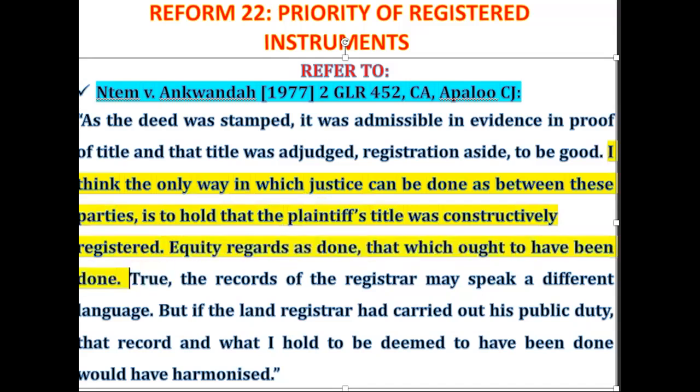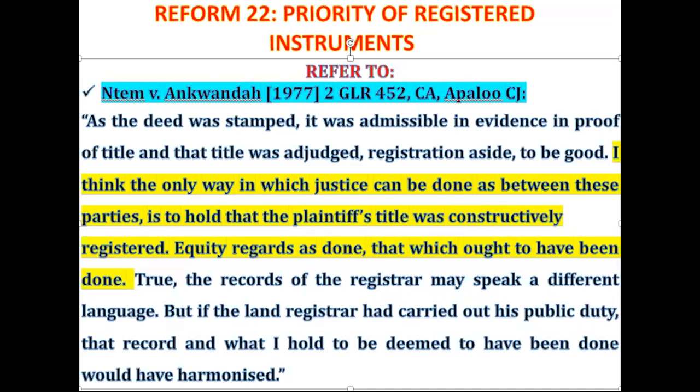What does Apaloo say over here? He's saying that if I submit my document for registration and then you delay in the registration, there should be no reason why me, the one who brought my document early, I should be penalized. And rather, somebody who brought the document later should be given precedence.